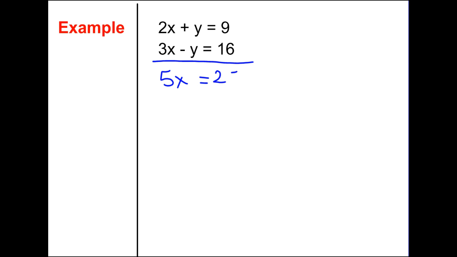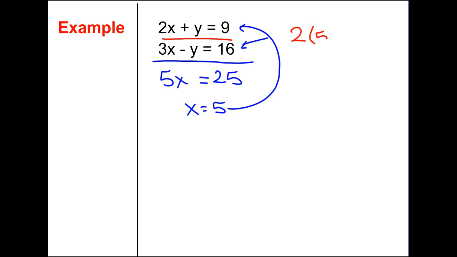It's going to equal 25. Divide by 5 and we get x equals 5. Now we just bring this in and we plug it into either one of those equations up there. I'm going to plug it into the top one. So we get 2 times 5 plus y equals 9.